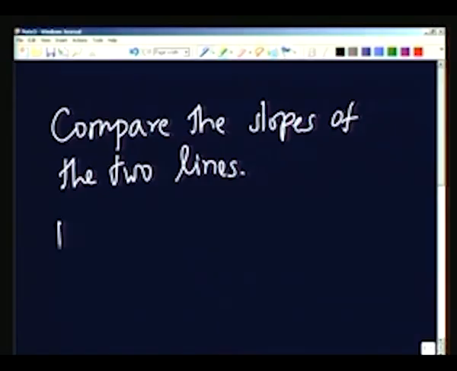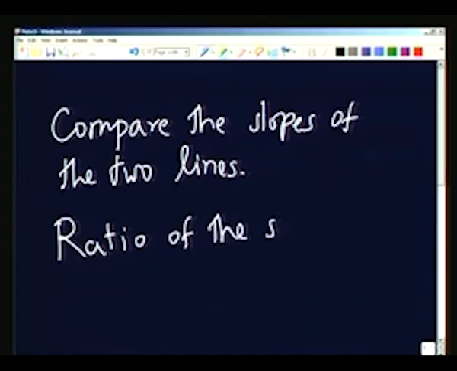So, we will say that if I calculate the ratio of the slopes, if it comes close to 1, it means that the regression is good. If it comes very small, then the regression is not good. So, the ratio of the slopes is a measure of the goodness of the fit.